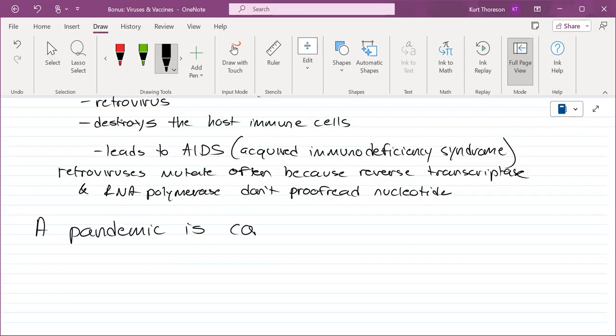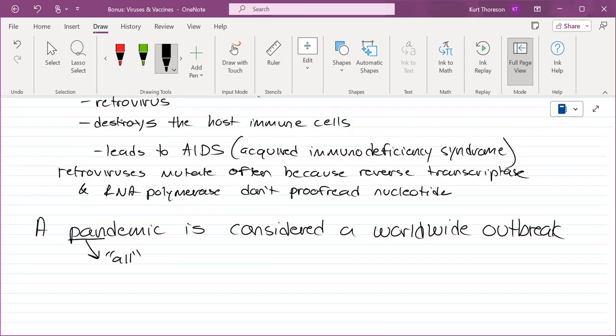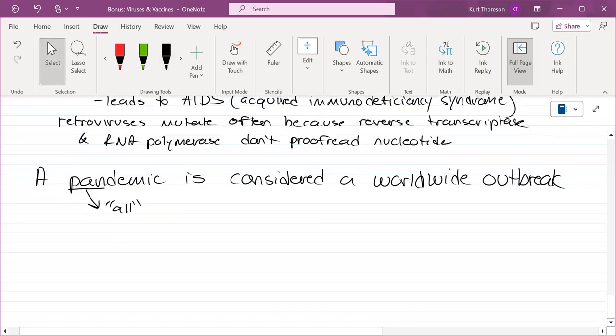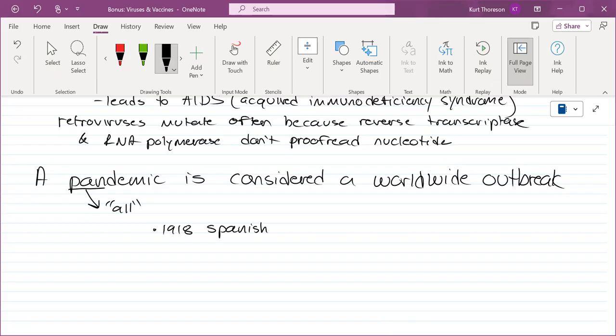Okay. A pandemic is considered a worldwide outbreak. In Latin, pan means all. All of it, everybody, the whole world. An epidemic is an outbreak in an area, but a pandemic is worldwide. And some examples would be the 1918 Spanish flu, the 2009 swine flu, and then something you'll be telling your kids about, the 2019 through 21 COVID-19.